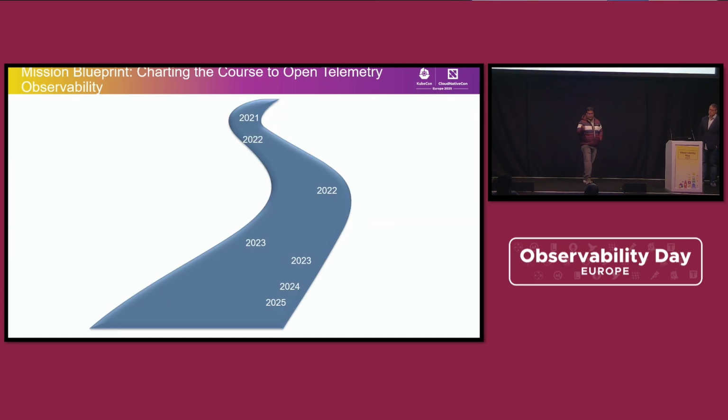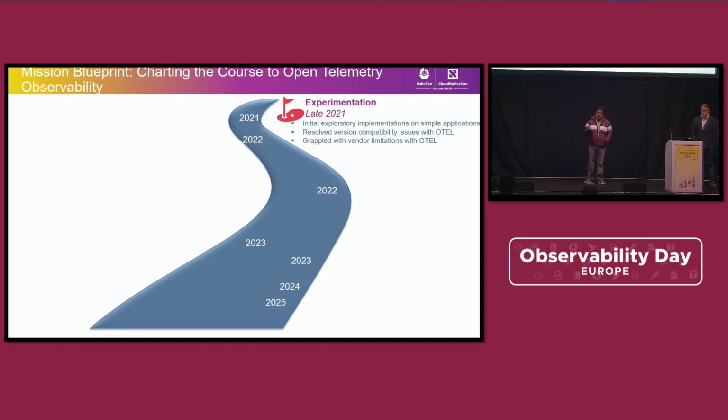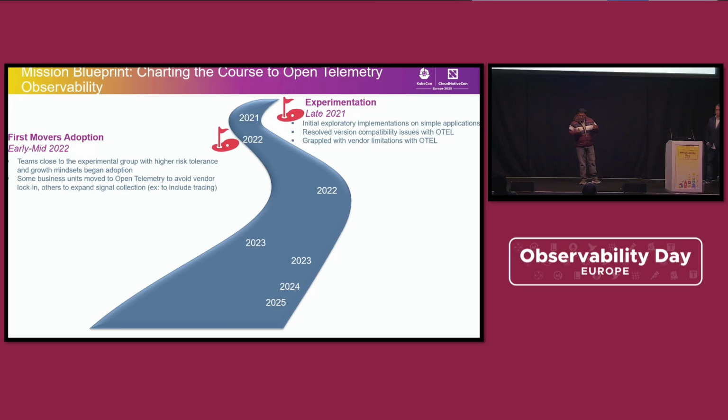I will take you back to where we started this journey. In late 2021, we started an exploratory phase, an initial small program to see how OTEL would work. We wrote a small program in Java and instrumented it with OTEL, and we were able to see what JVM metrics we could capture. Then we had a first mover. My team, as a centralized team, works very closely with Zach's team.